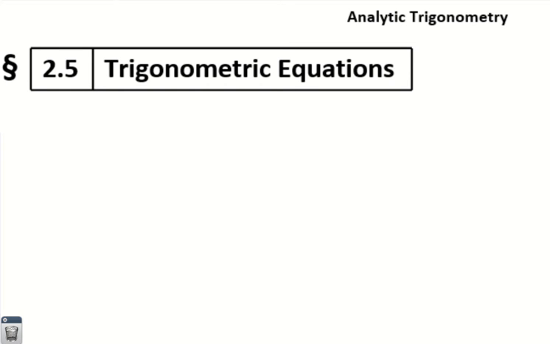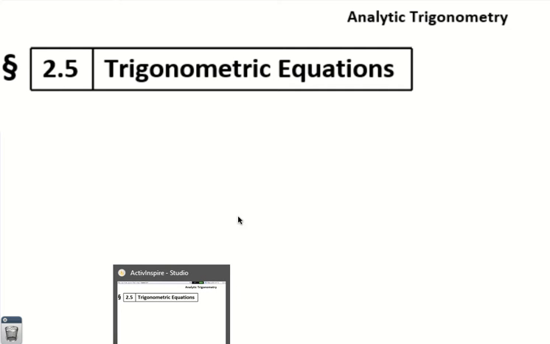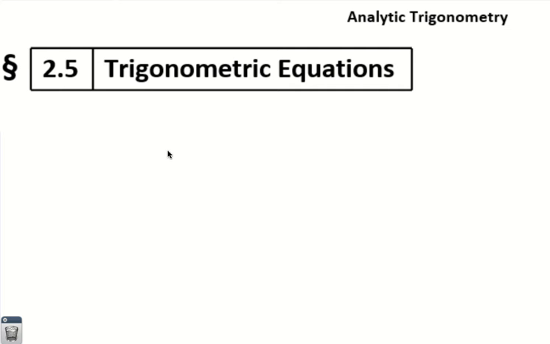Okay, section 2.5, the final section of Unit 2. We have already been through the first section where we verified a whole bunch of sort of random identities.